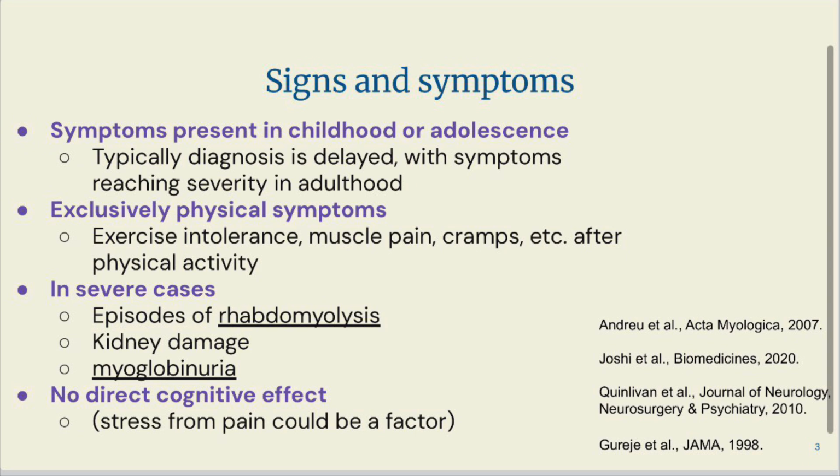And then severe cases of McArdle have symptoms such as rhabdomyolysis, which is a condition that has muscle fiber breaking down quickly and leaking into your blood and releasing harmful substances. Another example of a severe symptom in McArdle is kidney damage, and a third one is myoglobinuria, and what that is, is leakage of muscle proteins into urine, often turning it dark.